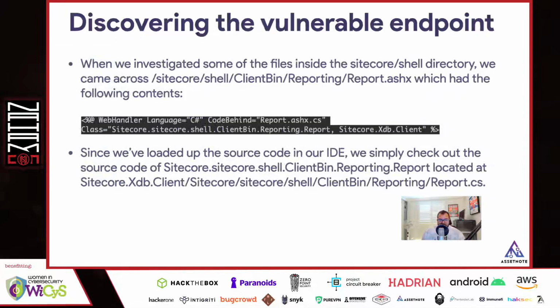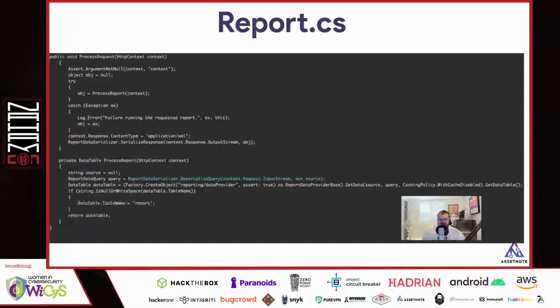Discovering the vulnerable endpoint was pretty interesting because inside one of these folders I found a file called report.ashx and it had the following contents. It basically just referred to a C# file called report.ashx.cs. Since we've loaded up all of our source code into our IDE, we can check that source code simultaneously while looking at this ASHX file. We found that the source code was located in this directory called report.cs, and we opened it up. This is what report.cs looked like.